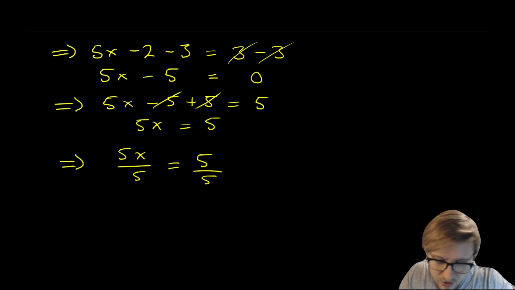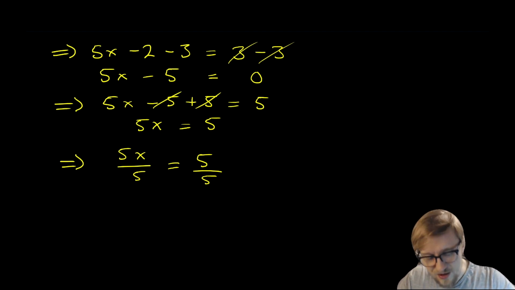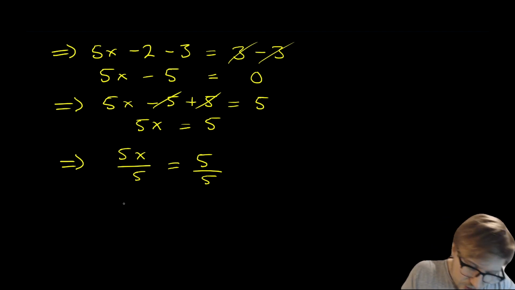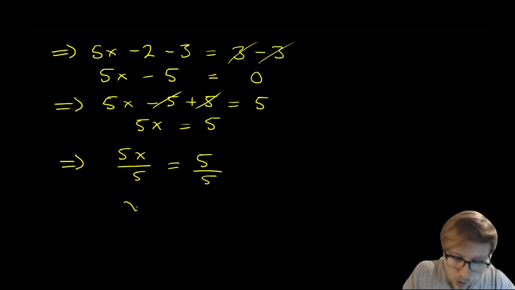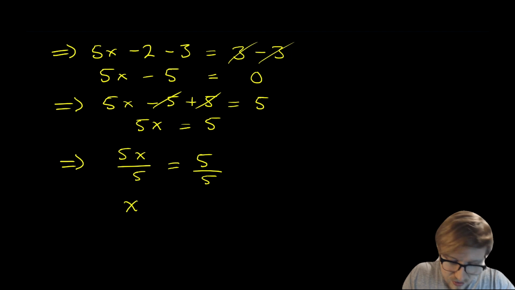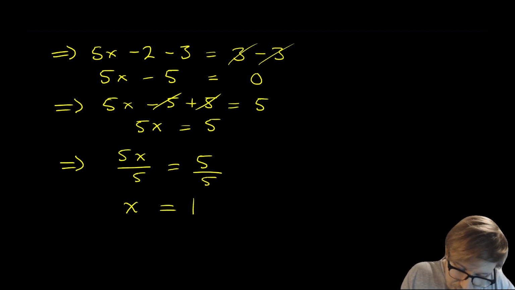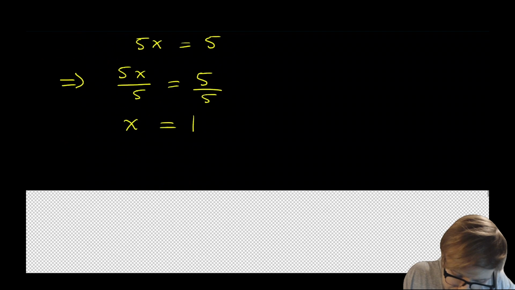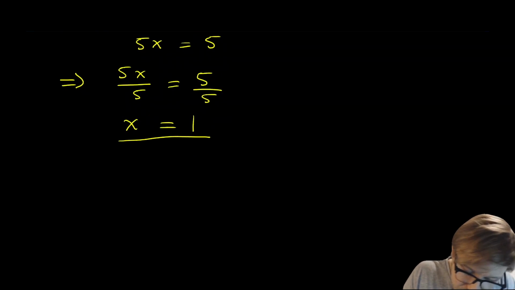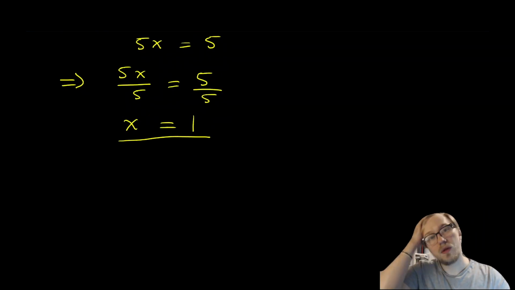Dividing by 5 here. Now 5 divided by 5 is just going to give us a 1. So on the left-hand side, we're going to have 1 times x left over after dividing the 5 and the 5. And on the right-hand side, we're going to have 5 divided by 5, which is just going to be a 1. So the solution to this equation is x equals 1.